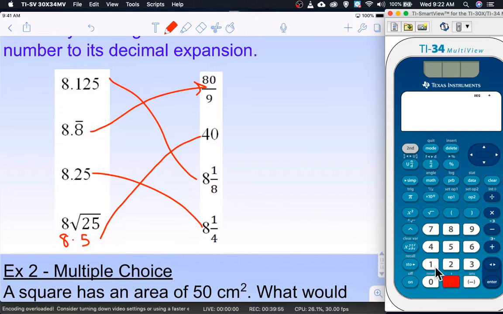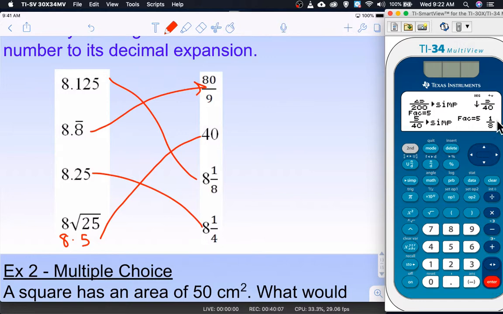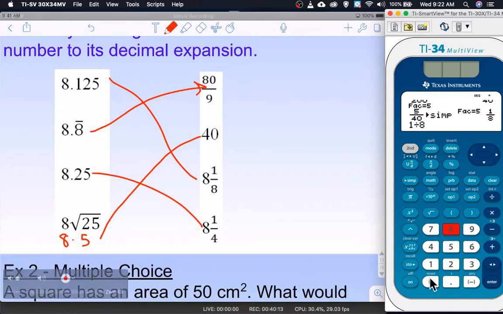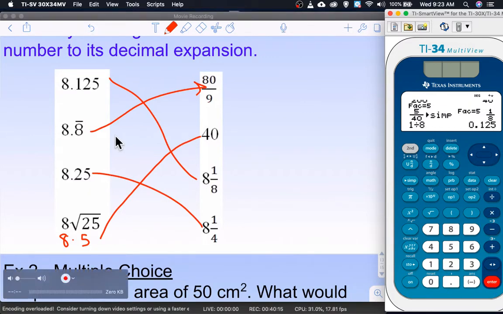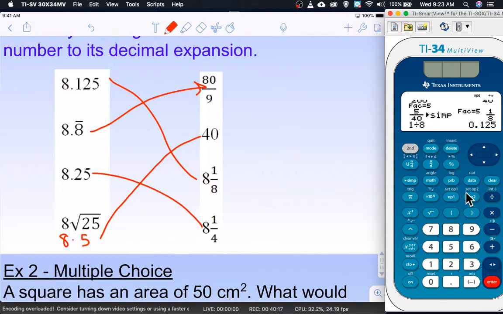If you even just put in 0.125 and hit your switcheroo button, and then simplify it a whole bunch. There we go. It does simplify down to 1/8. The other option, probably quicker, would have been convert the 1/8 to a decimal by dividing, and you get that decimal point.